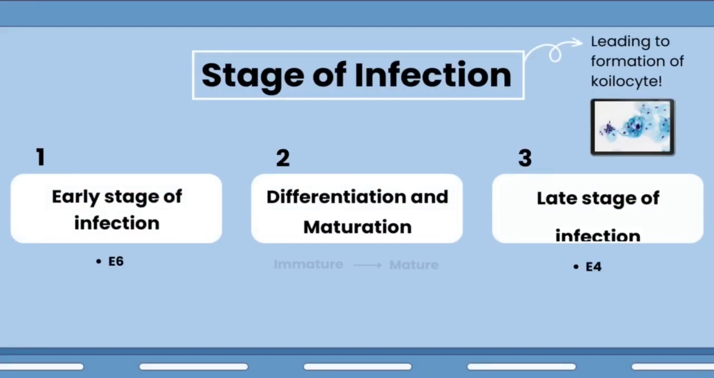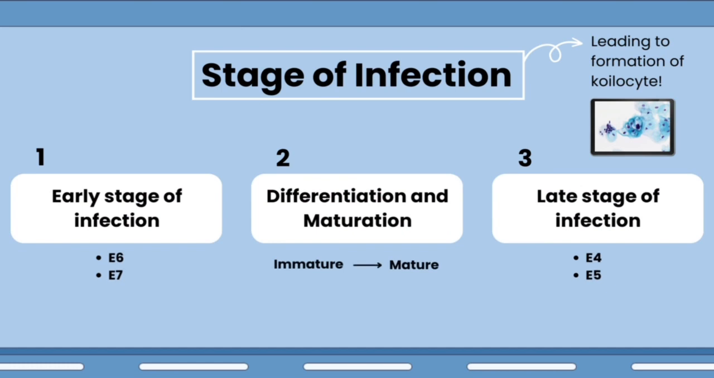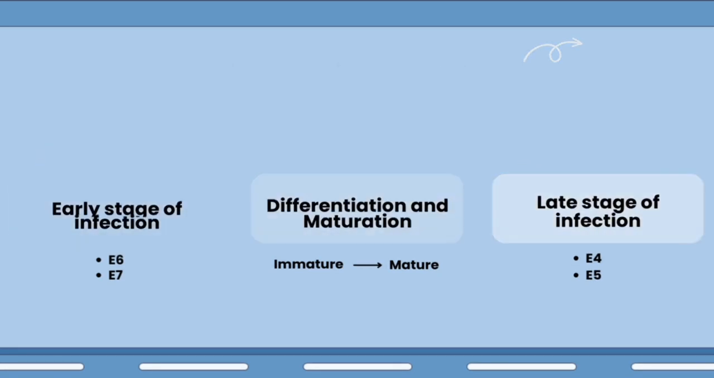There are 3 stages of HPV infection. First, it starts with the early stage of infection. Next, the differentiation and maturation of HPV-infected cells. Lastly, the late stage of infection.